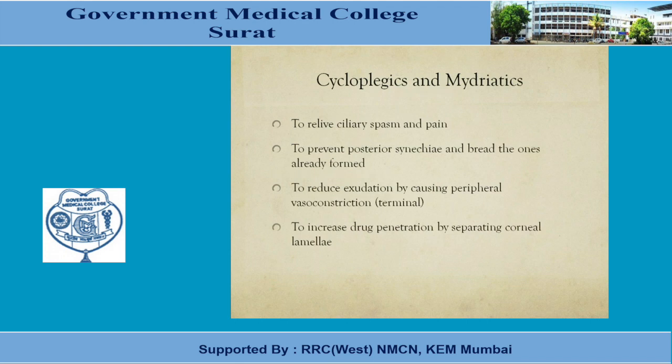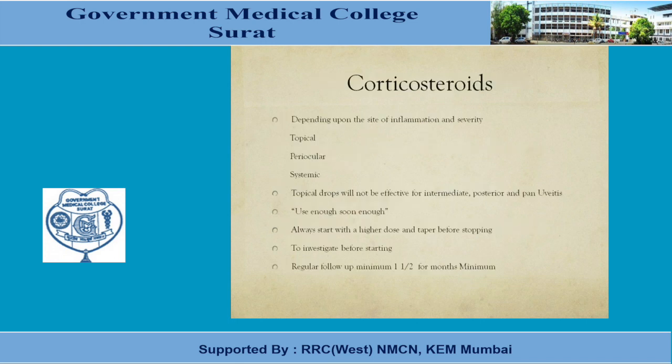So, to relieve ciliary spasm, I told you, to prevent posterior synechiae, and to reduce exudation by causing peripheral vasoconstriction, to increase drug penetration by separating corneal lamellae. These are the functions of atropine. Next. I told you already about different modes. So topical drops will not be effective for intermediate and posterior uveitis. It will not reach, right? Only for anterior uveitis will topical drops reach.